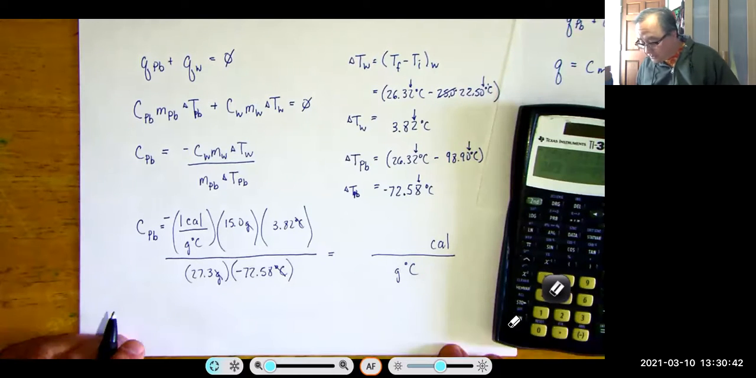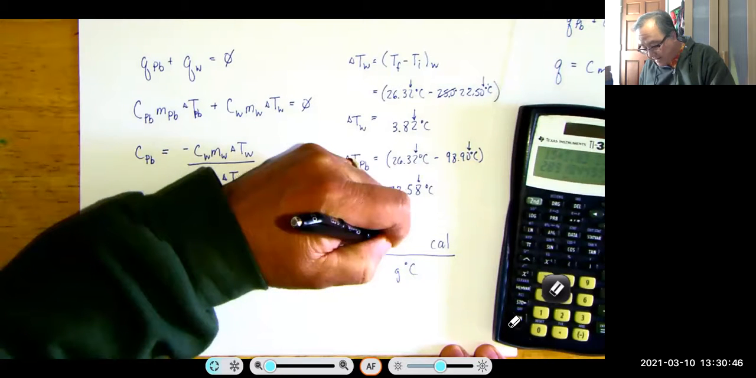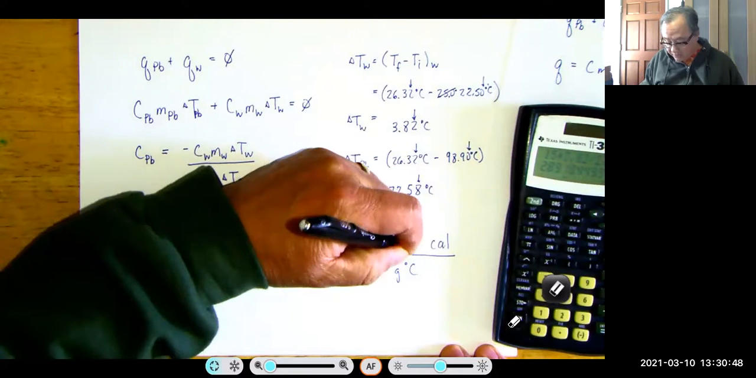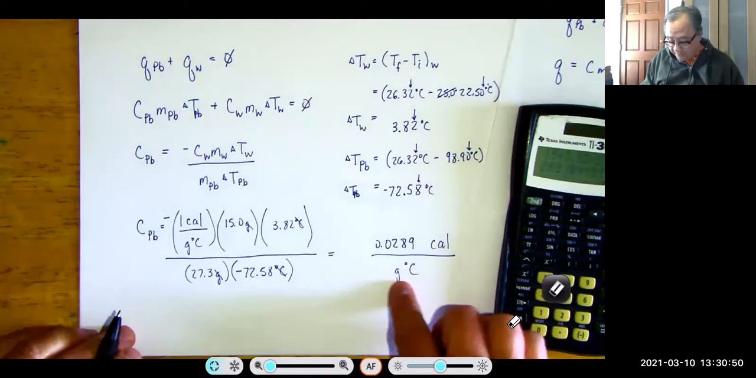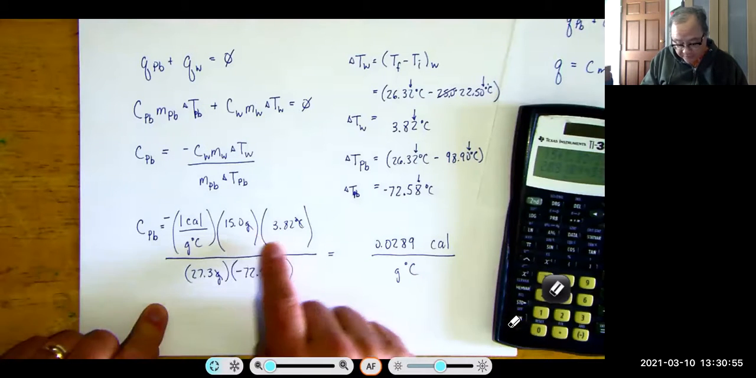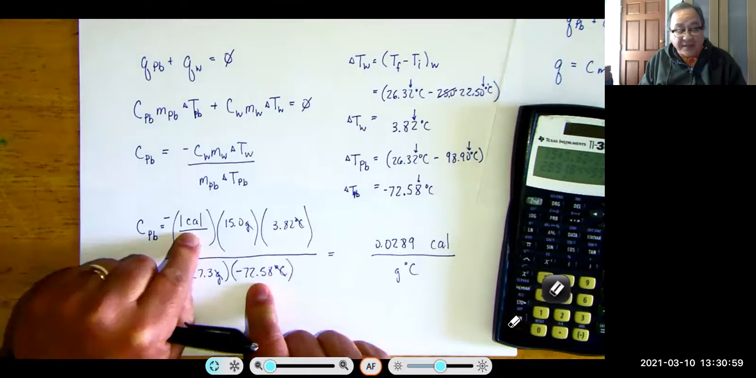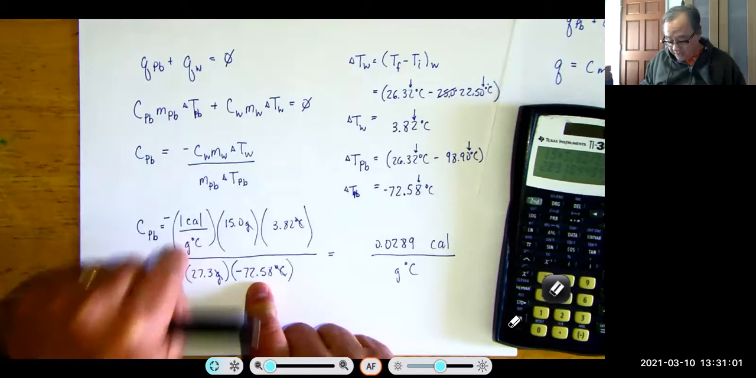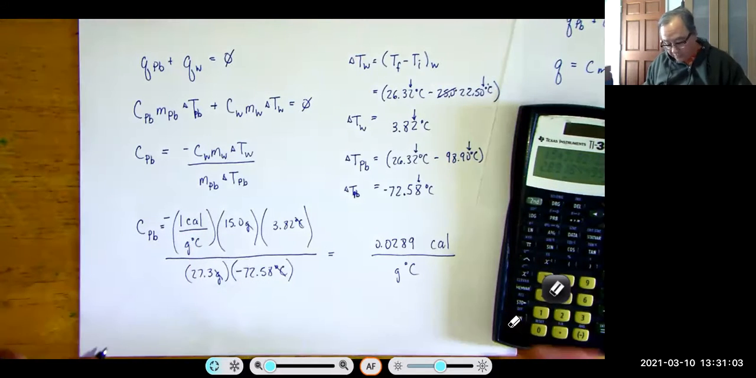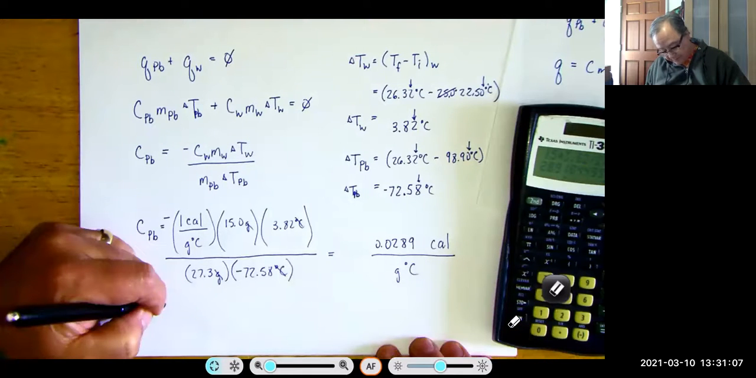Okay, so I get 0.0289 calories per gram degree Celsius. The reason there are 3 sig figs is because of the 3 here, the 3 here, the 3 here. The 4 loses. This is exact because it is defined. So that's your answer.